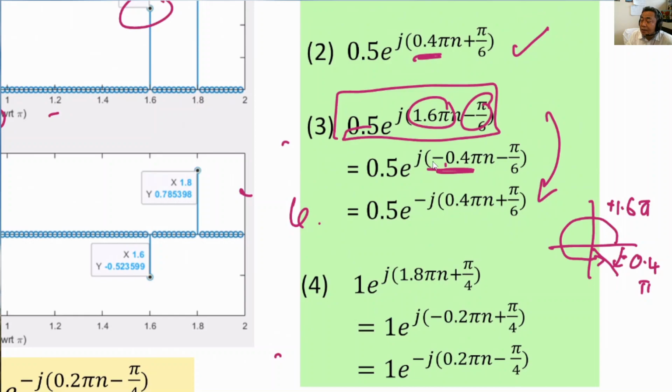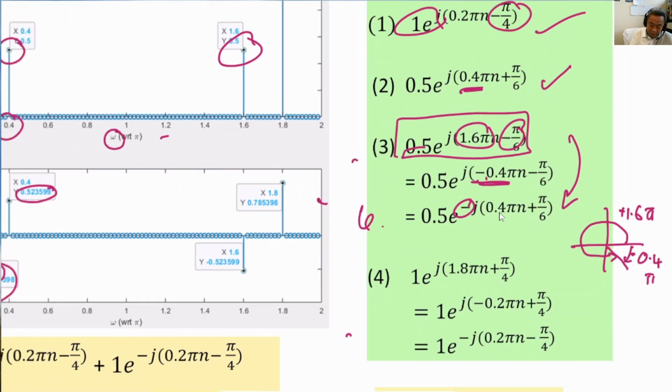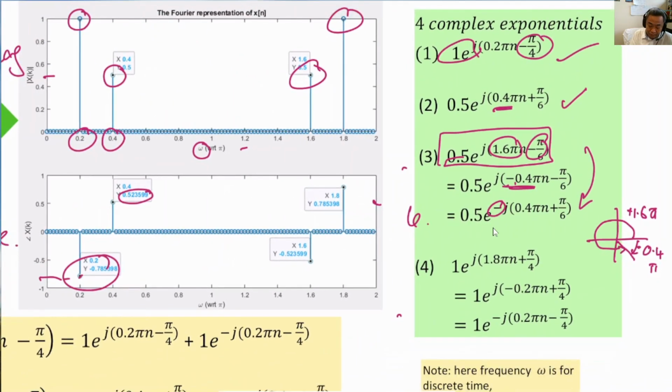So that is why I can convert 1.6 pi to minus 0.4 pi. Now there's a minus here and a minus here. We bring the minus outside, and then now we are adding. So this expression here and this expression on top are the same.